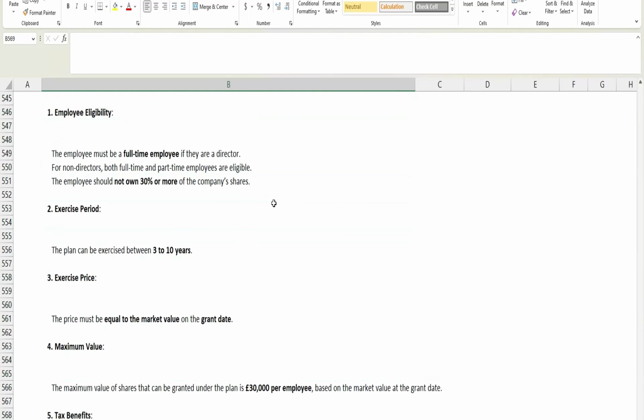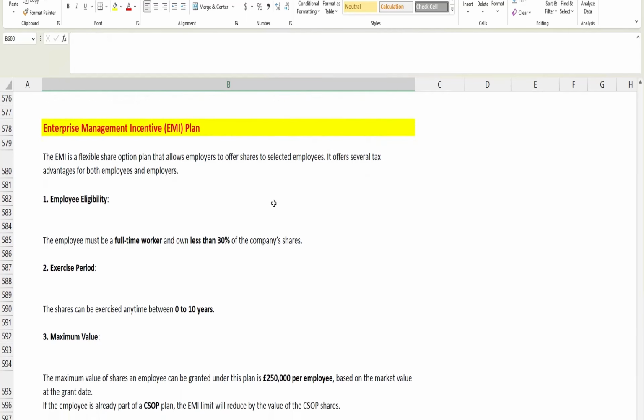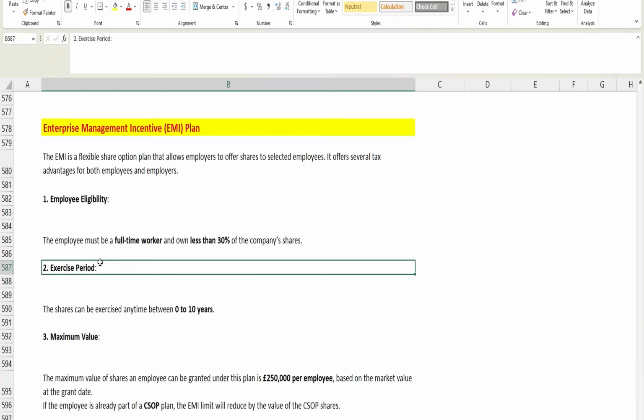Now, in case of the Enterprise Management Incentive plan, the employee eligibility criterion is that the employee must be a full-time worker. No matter whether director or non-director, they must be a full-time worker of the company. The other criterion is that their shareholding in the company should be less than 30% of the company shares, and this was also the same as the CSOP plan. Right? Now let's talk about the exercise period.